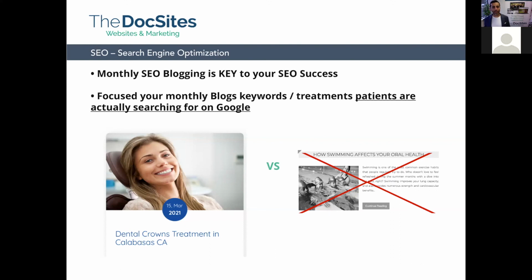how coconut oil makes your teeth shiny. That's great, but I guarantee there's no mom, dad, husband, or wife looking for a dentist saying, I wonder how swimming affects my oral health. They're searching for things like Invisalign for adults near me, family dentist, and putting in my zip code, 91356. That's what you want to make sure your SEO dollars are going toward. That's one of our key differentiators here at DocSites: making sure you're getting that type of monthly SEO blogging, not generic things that don't really result in anything.